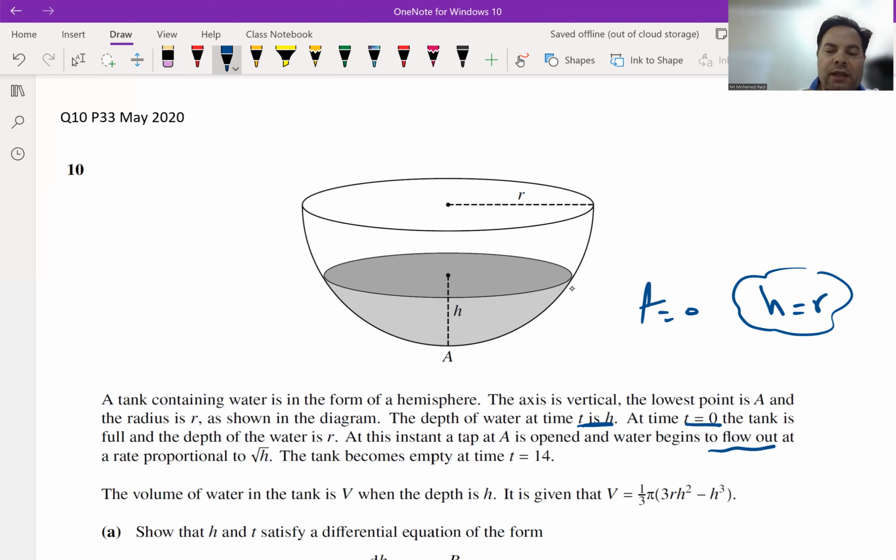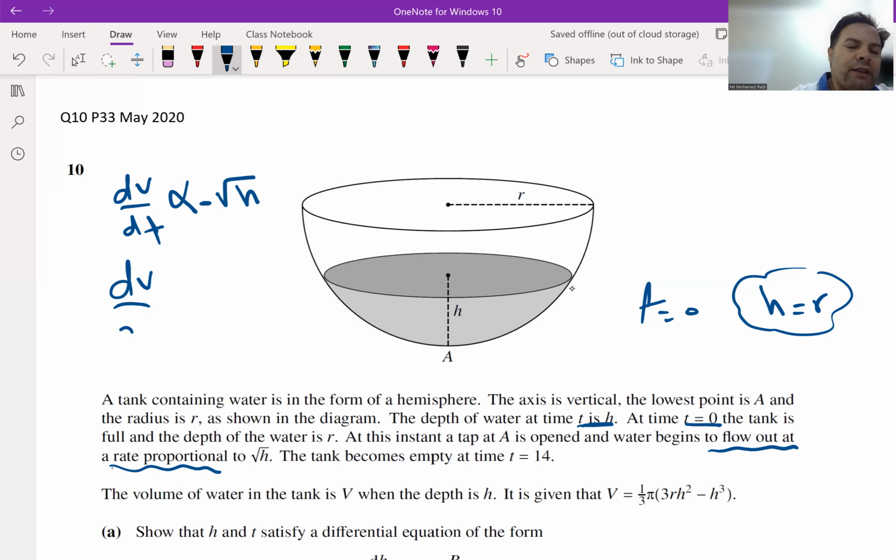Flow out means the rate of change will be negative in terms of h. Flow out at a rate that is proportional, meaning directly proportional. So dV by dt is directly proportional to root h. Because it's flowing out, it is negative, so dV by dt decreases. After writing the constant of proportionality, you can write dV by dt as negative k root h.